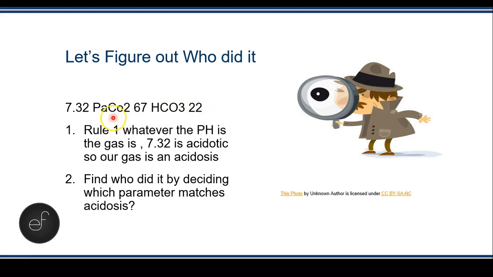So the next question is, who did it? Whose fault is it? Who made the gas acidotic? And you do that by determining if your CO2 is acidotic, alkalotic, or normal. And in this case, it's definitely acidotic, right? So the acidosis matches up with the acidosis of the pH. So it's obviously the CO2 that caused it. So the CO2 caused the acidosis, so therefore it's a respiratory acidosis because the CO2 is the respiratory parameter.